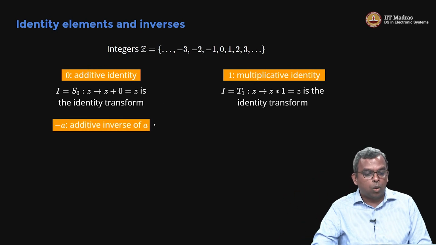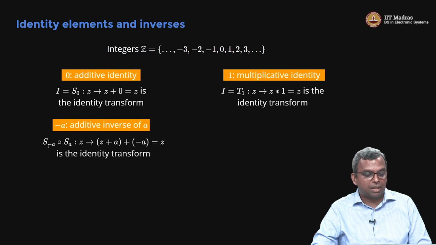Now we also know additive inverse. The additive inverse of A is S minus A, which is actually minus A. We know that, that's the additive inverse in the integers. So what happens there: if you take S minus A and compose it with SA, you add A first and then minus A, and you get Z. So S minus A composed with SA is the identity transform. That's how you define additive inverse.